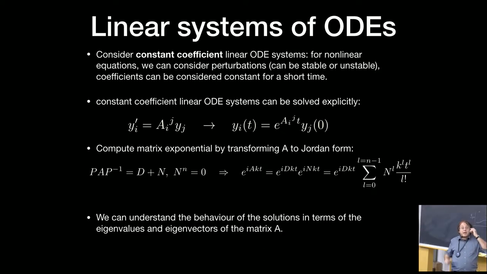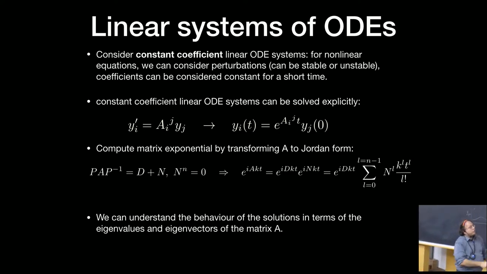Now we want to understand what's the long-term behavior of this solution. And in order to do this, it's useful to transform A to what's called the Jordan form. We make a similarity transformation to write it in something which is diagonalizable, so in diagonal form, plus something which is nilpotent, so n to the power of little n is 0. And then I can use this wonderful formula.